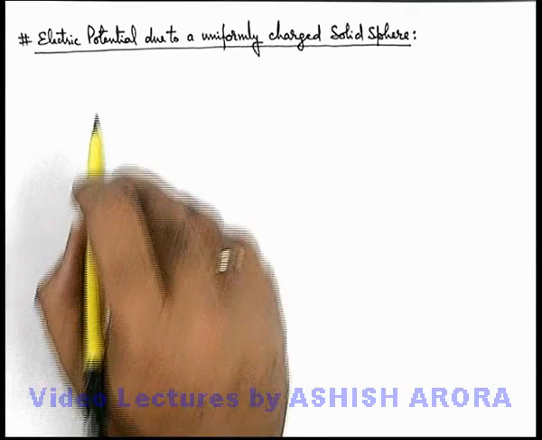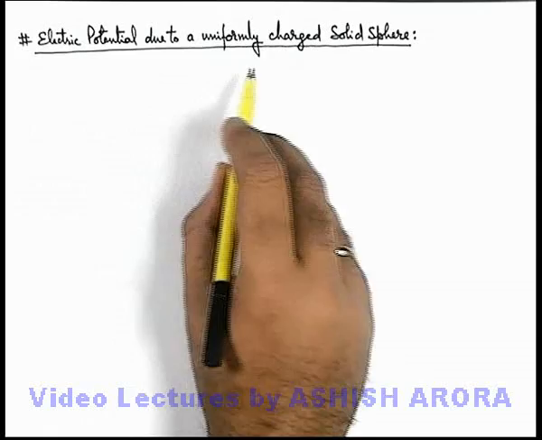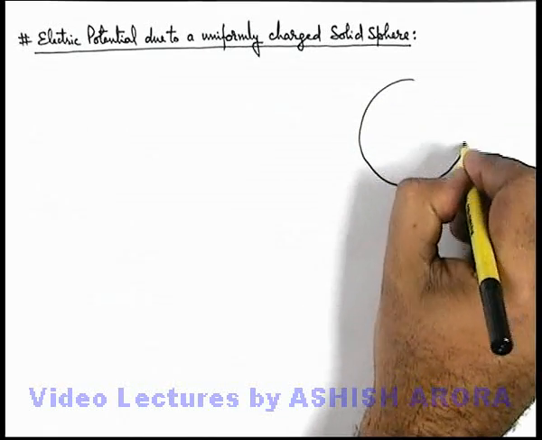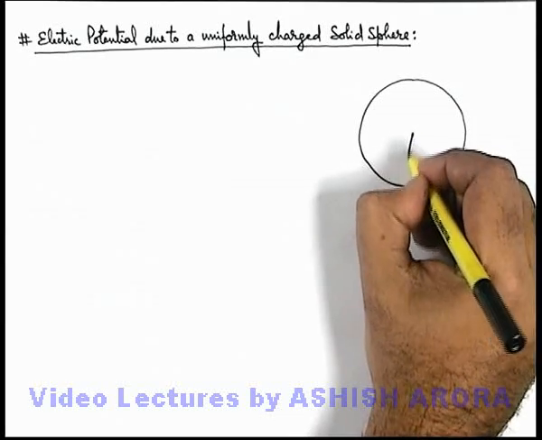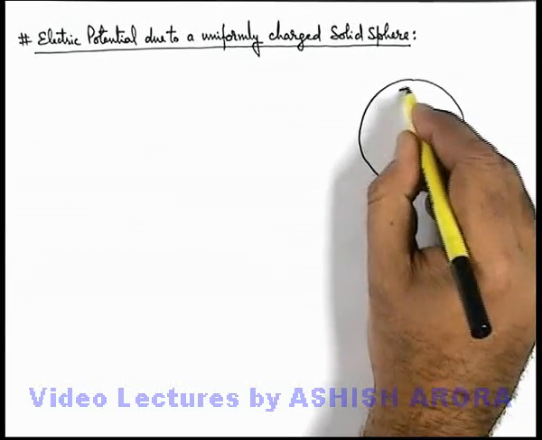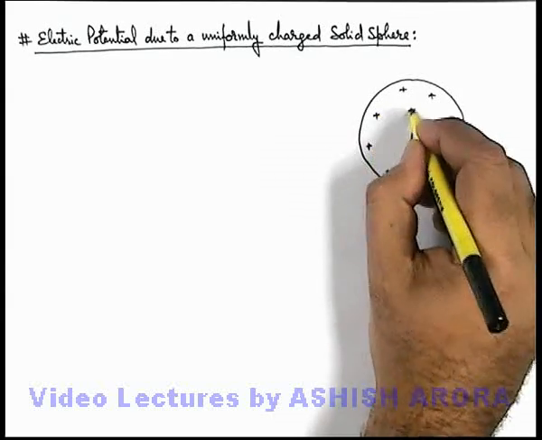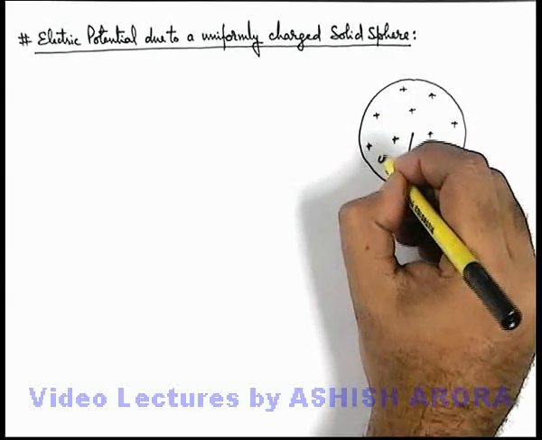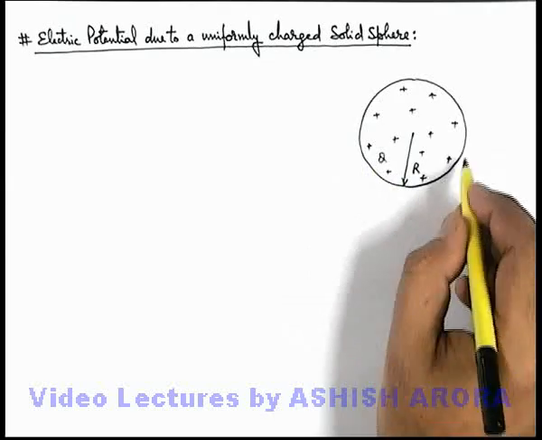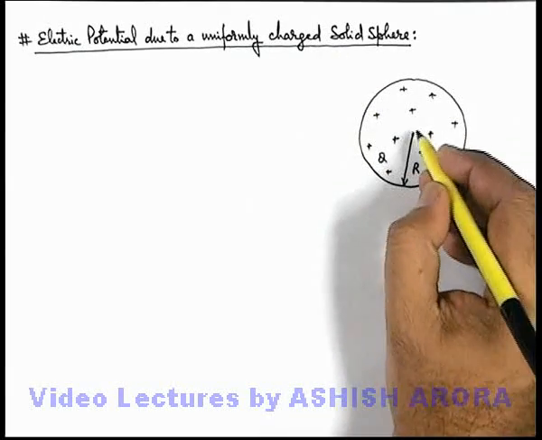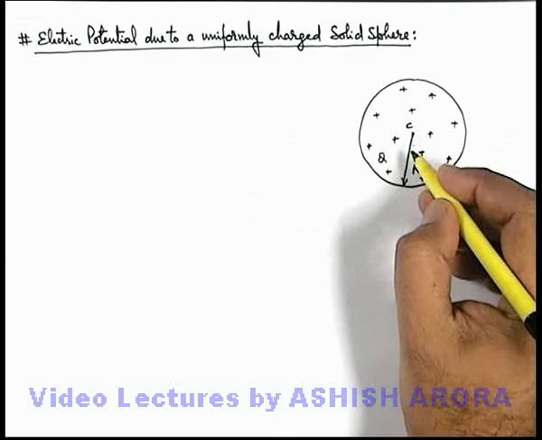Now let's study the electric potential due to a uniformly charged solid sphere. Say we are given a solid sphere of radius r, which is uniformly charged in its volume with a positive charge q. Then we can say that as it is uniformly charged, for the outside region, the whole charge appears to be concentrated at its center.